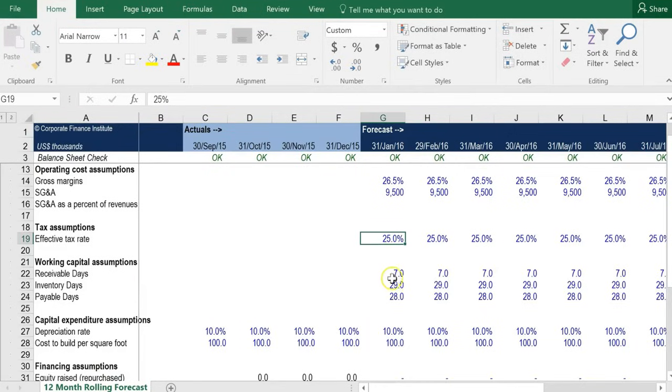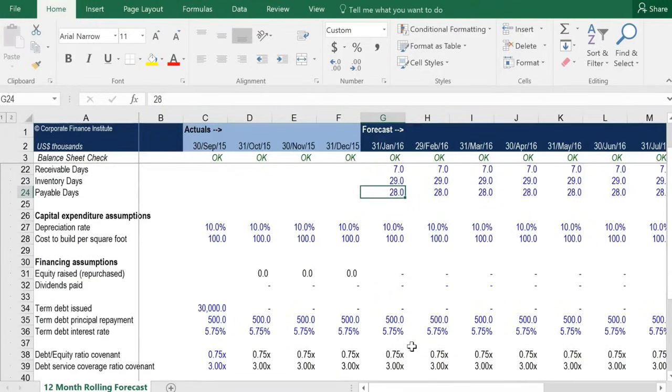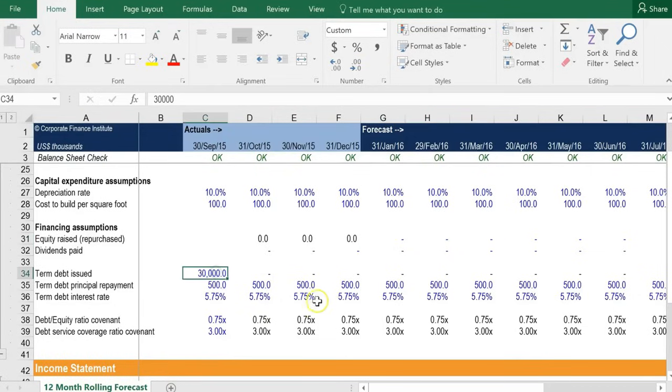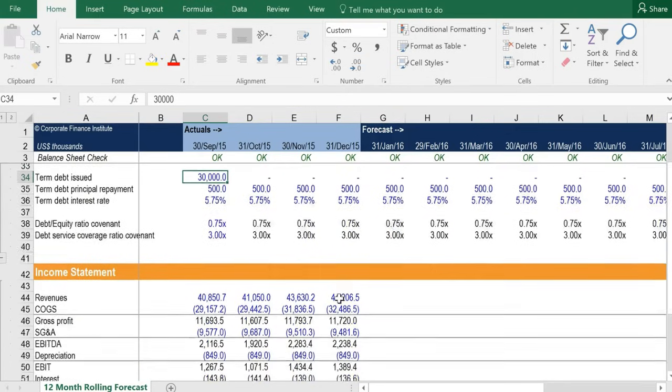We have working capital assumptions in terms of number of days it takes to get paid on receivables, the number of days for inventory to turn, and the number of days to pay our bills. We also have capital expenditure assumption, a depreciation rate of 10%, and a cost per square foot to build a new store of $100 per foot. We have not assumed any equity being raised or repurchased during this period, nor any dividends paid. We do, however, have some debt that was issued a few months ago in the past, and some repayment schedules for that. We're going to graph here at the end our debt to equity ratio and debt service coverage ratio covenants. It will be important to understand if we're onside of these covenants as we build the model.